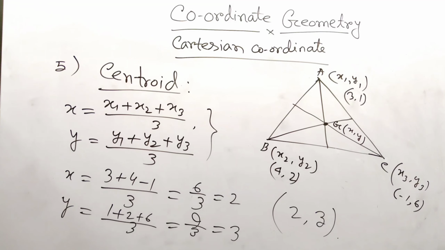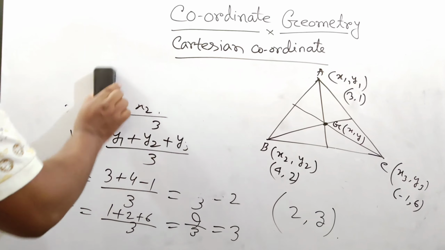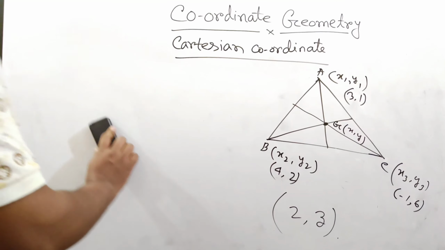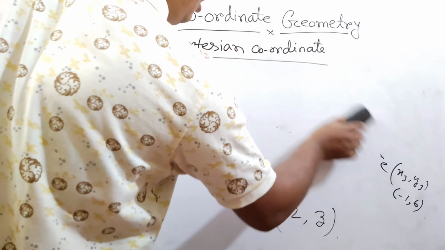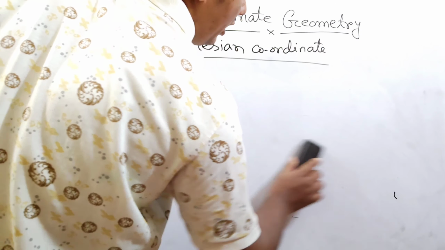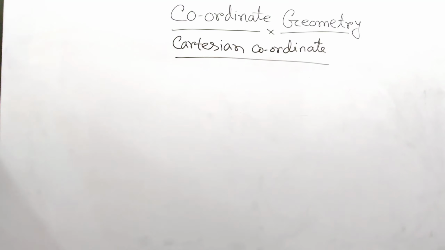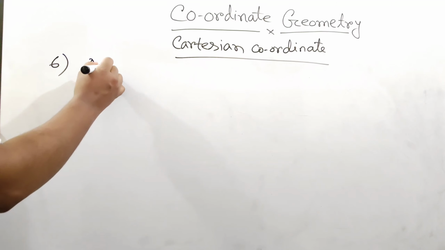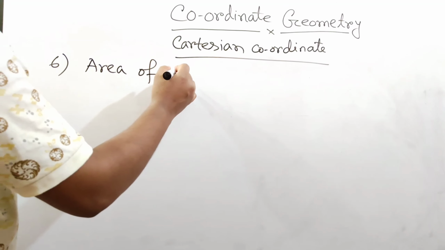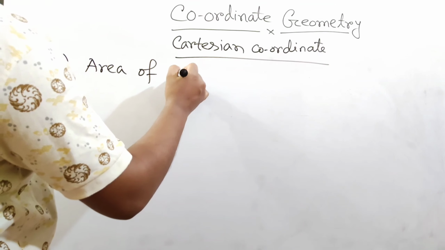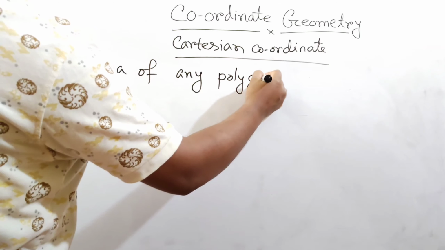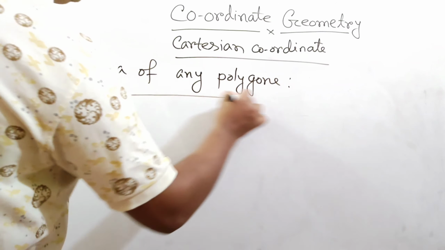Okay, now I'll show the last formula for coordinates, that is, what will be the area of a shape. It could be a triangle, or a quadrilateral, or a pentagon, that means any kind of polygon. So number 6, that is the area of any polygon. So what will be the formula?